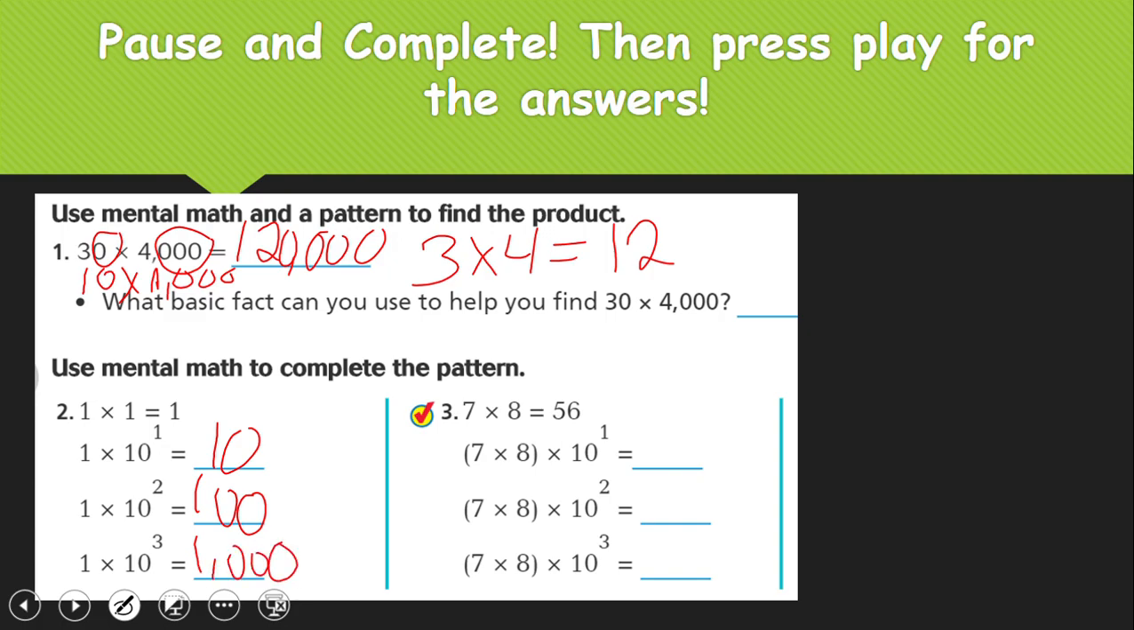Good, then let's go on to the next one. We have 7 times 8 equals 56. So we know that this will, my bad. I want to use now this one. 56, right? 56.